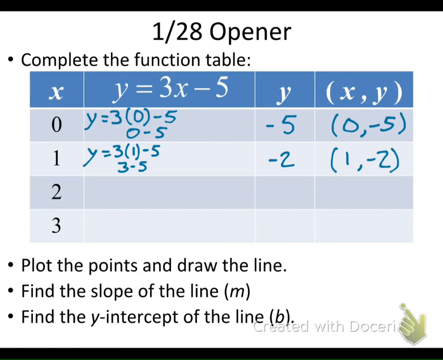Thank you. All right. Sean, can you help me with this one? Walk me through it, though. 3 times 2. And what's 3 times 2? 6. 6 minus 5? 1. So what's my ordered pair look like? 2, 1.